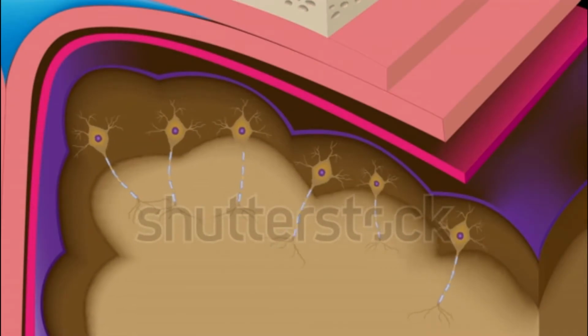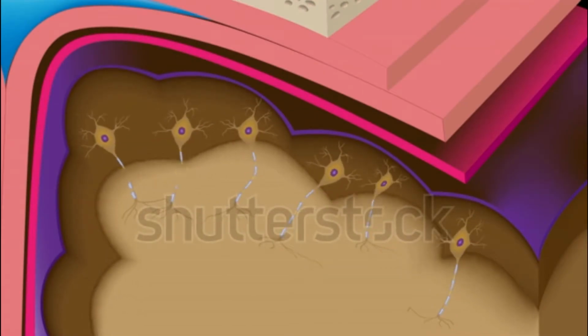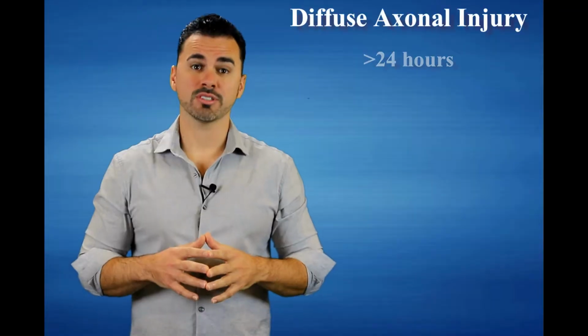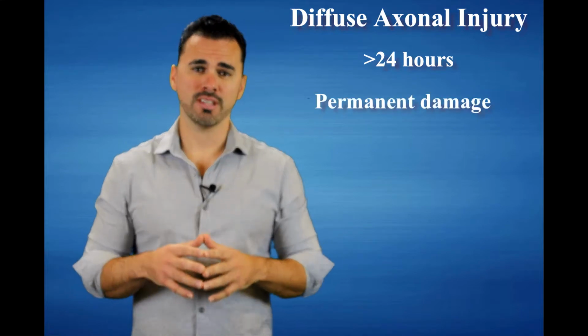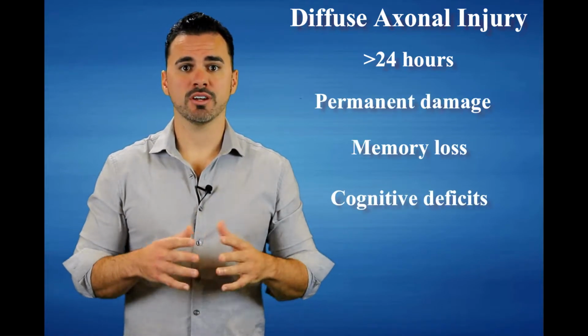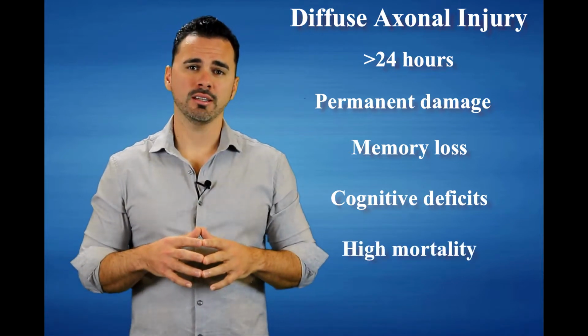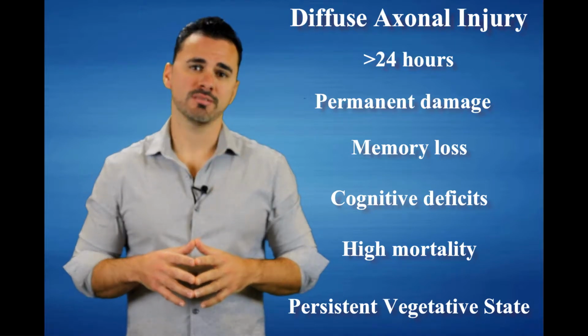And this is where the mechanical disruption of axons and neuronal pathways occurs in both hemispheres of your brain. These generally last greater than 24 hours, and you're going to see some more permanent residual deficits. You're going to lose your memory, and you're going to have some cognitive dysfunction as well. And these generally have a much higher mortality and can result in a persistent vegetative state.